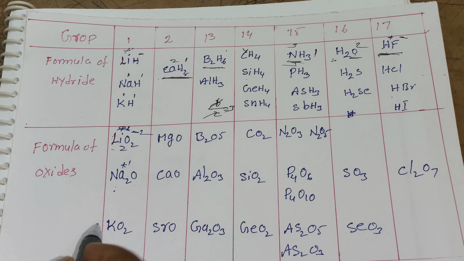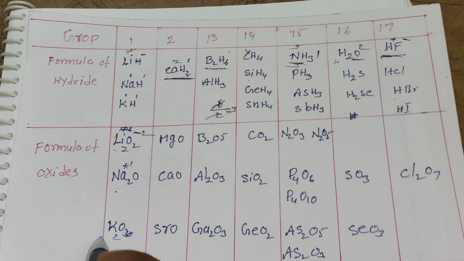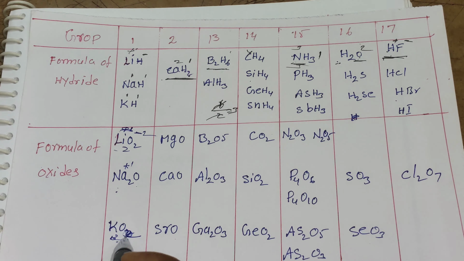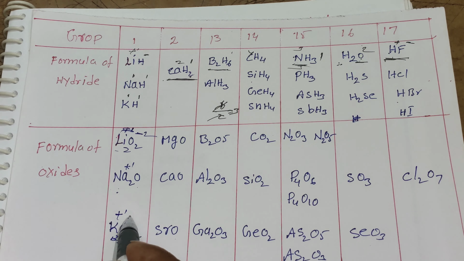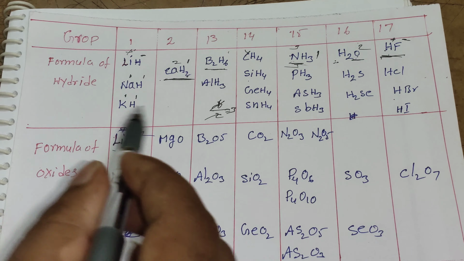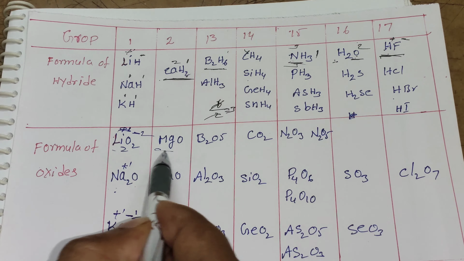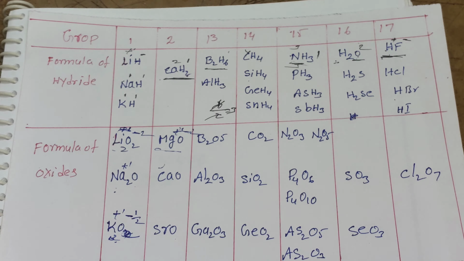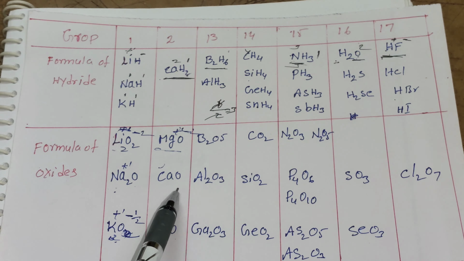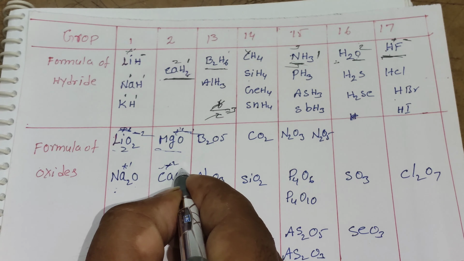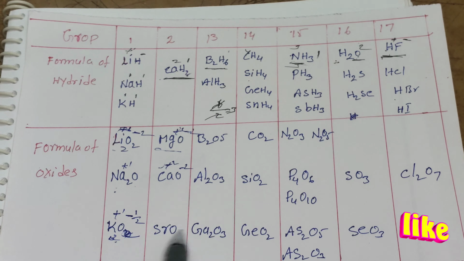And if potassium reacts with oxygen, it will form K2O or KO2. In KO2 the potassium valence is +1, whereas the oxygen valence is -1/2. Here it will show the fractional value. And magnesium reacts with oxygen to form magnesium oxide, and here the magnesium valence is +2, whereas the oxygen valence is also -2. Calcium reacts with oxygen to form calcium oxide. Here the calcium valence is +2, whereas the oxygen valence is -2, along with strontium oxide also.